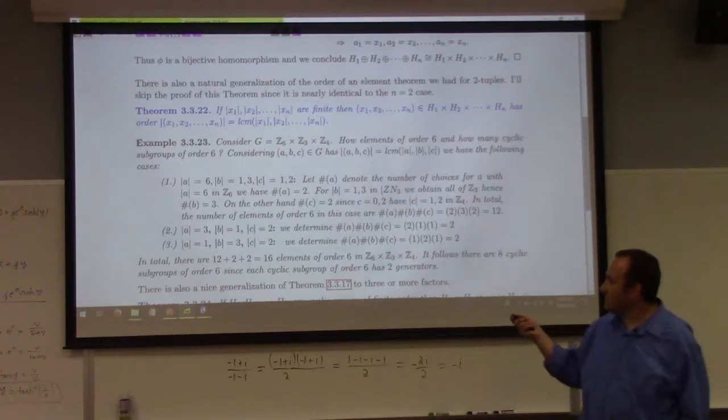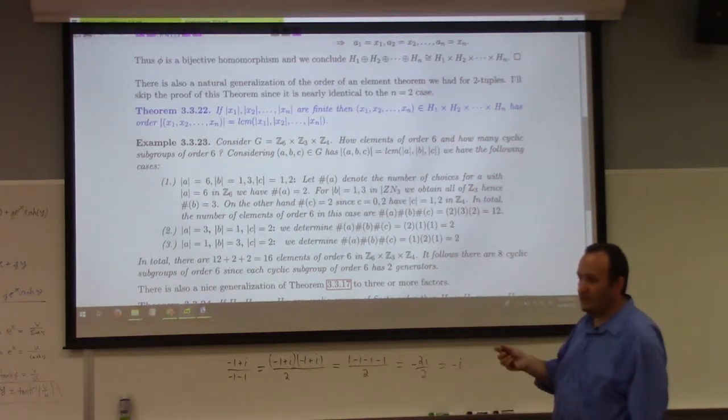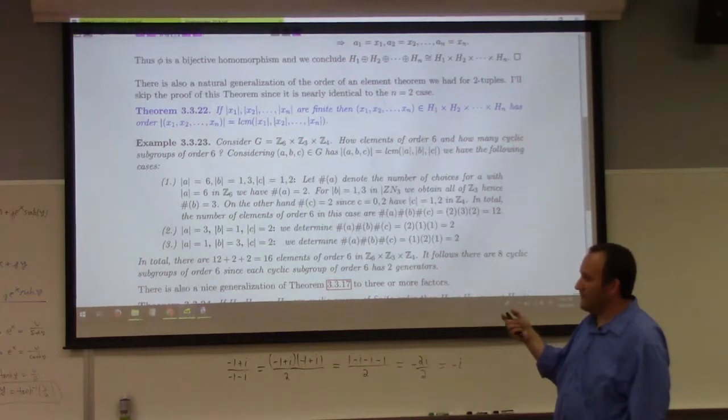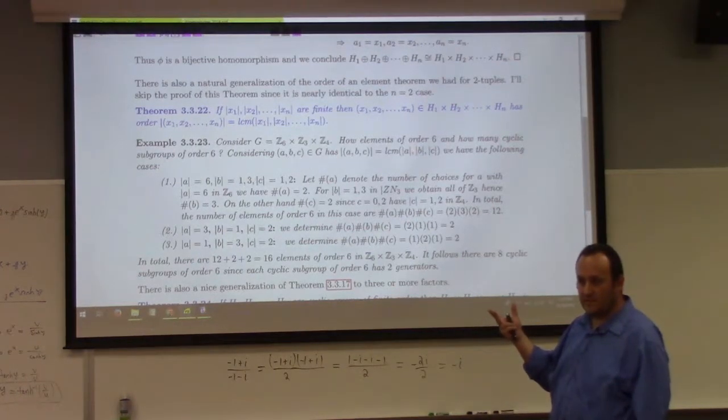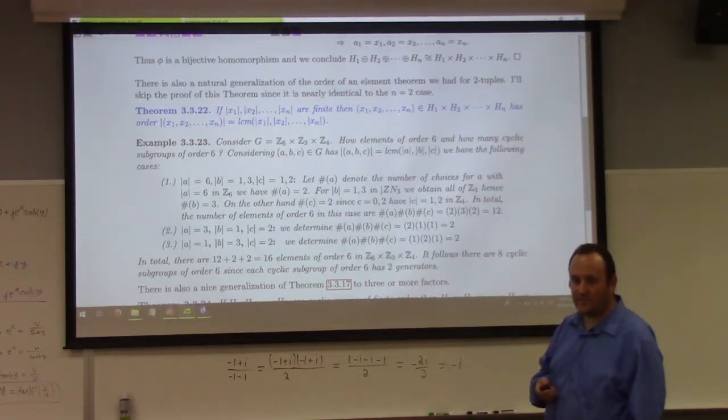So in order to have an element of order 6 here, we need the least common multiple of the order of A, the order of B, and the order of C to be 6. So how can you get that? The question is, what are possible orders for A, B, and C? That depends on their context. A is from Z6, so A could have orders 1, 2, 3, or 6, because those are divisors of 6. B could have orders 1 or 3, the only divisors of 3. C, from C4, could have orders 1, 2, or 4. Them's your choices, right? Now, 4 is definitely not something we want, because that won't give a least common multiple of 6.